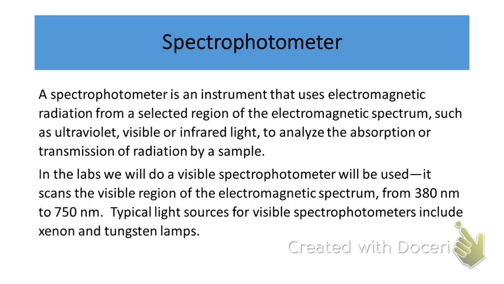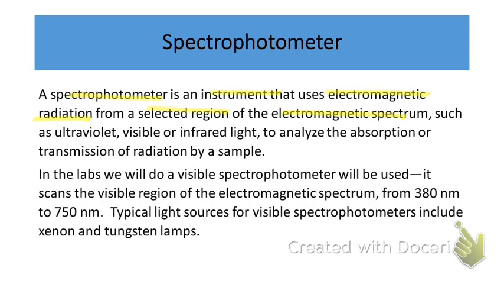So a spectrophotometer is the instrument that uses electromagnetic radiation from selected regions of the electromagnetic spectrum. Now, what we mean by this is that we have to tell the spectrophotometer that we only want to use specific wavelengths for our technique or experiment. And I'm going to teach you how we do that later on in this lecture video, how we select the wavelengths that we want to use.